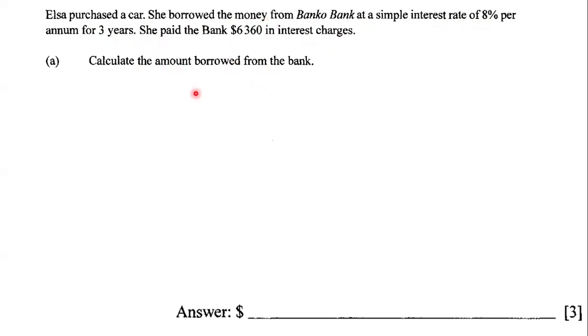Now here we are going to use the simple interest formula. The simple interest is going to be equal to P times R times T divided by 100, where P is the principal, R is the rate, and T is the time. The P, which is the principal, is the amount borrowed or invested. In this case, they want us to figure out the amount borrowed, so what they actually want us to determine is the principal.